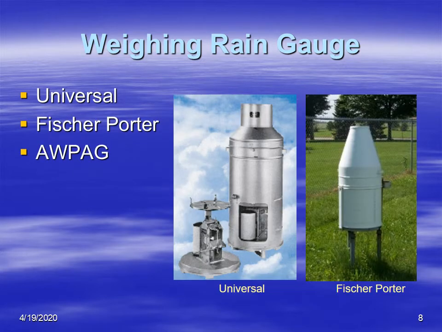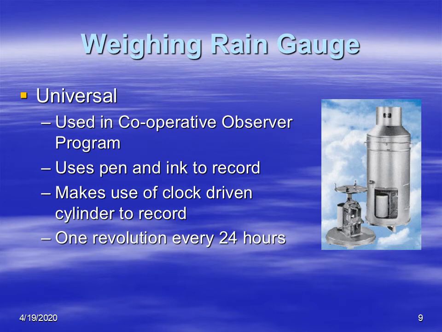There are three different types of weighing rain gauges that are currently being used: the Universal, the Fisher-Porter, and finally the AWPAG, also called the OTT. The Universal is used by the National Weather Service's Cooperative Observer Program, and this is one of the older ones. It looks kind of like your old milk cans, but it uses a bucket and a spring to measure the weight of water in the bucket.